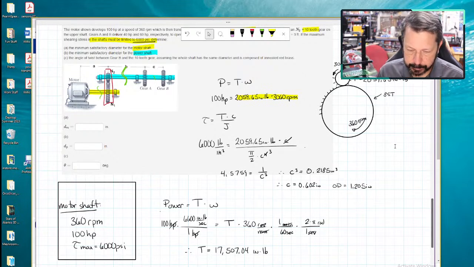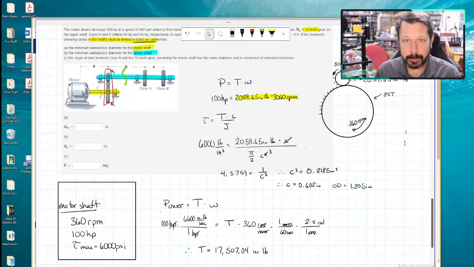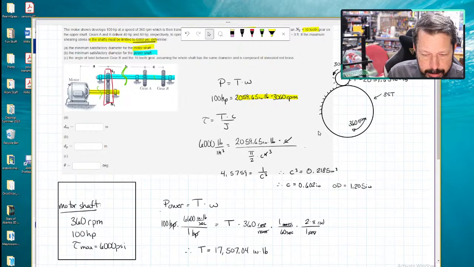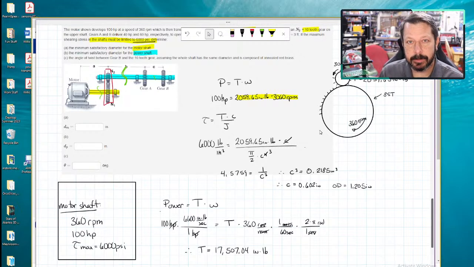All right. The last part, we might as well do that because that'll do angle of twist. I think that'll probably give us enough experience with the shafts. So we'll do this angle of twist, and that should be enough for today. So what it wants is the angle of twist between gear B and the 10-tooth gear, assuming the whole shaft has the same diameter and is composed of annealed red brass. So we'll have to go get the modulus of rigidity, or otherwise known as the shear modulus, for annealed red brass, because I don't know that.